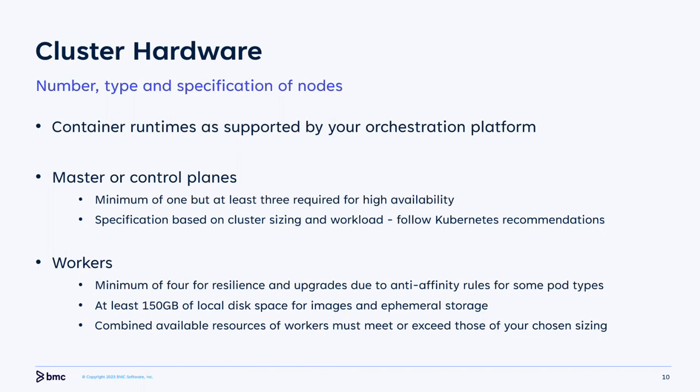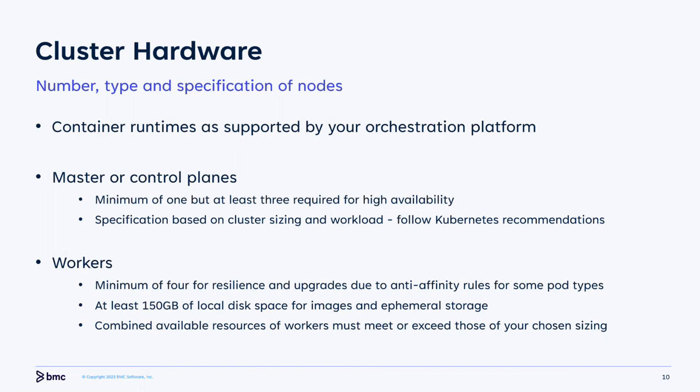You need at least 150 gig of disk space on each of your worker nodes. That's for the storage of the actual container images themselves, but also for what's called pod ephemeral storage. So when a pod is created, it's allocated a chunk of file system space from the node, and that's what it uses as its temporary working space. So temp files, maybe some log files, for example, would be created in that ephemeral storage, and that's released and reclaimed when the pod is deleted.